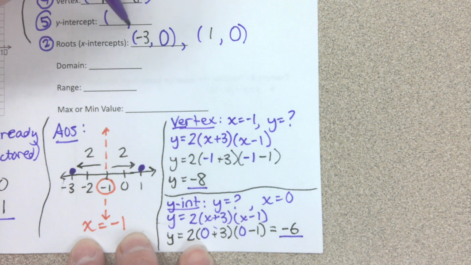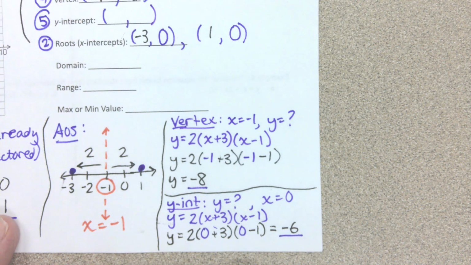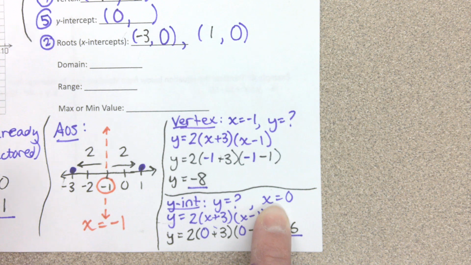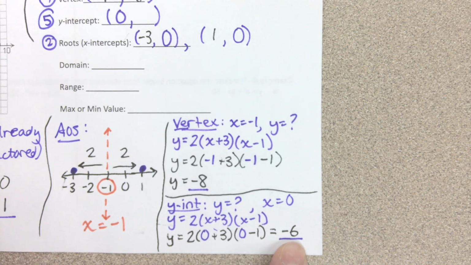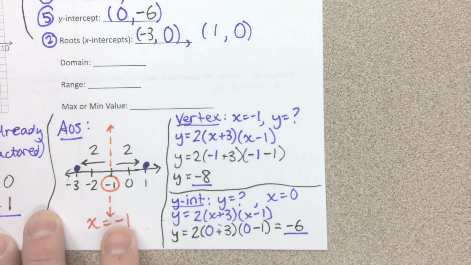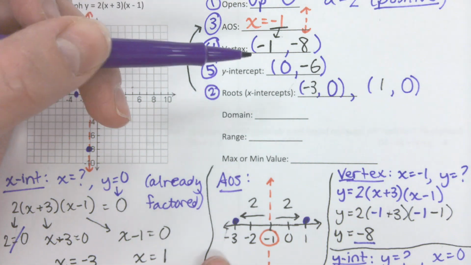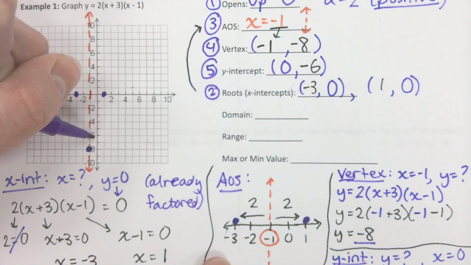Y-intercept up here. X is 0, so that means the 0 goes at the front. Y is what we found, so that's -6. Once again, if you flip those numbers, it's now wrong. They have to be in the correct order if you want credit. Let's graph that point. 0, -6, that's -6 on the y-axis.